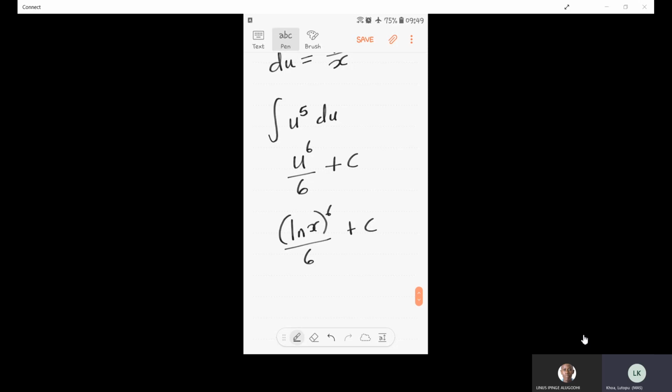And again, try and differentiate. The 6 will come down. It'll cancel with this 6 over there. You'll be left with ln of x to the power of 5. Then on the inside, the derivative of ln of x is 1 over x. So you see you're back to the function you were asked to integrate.